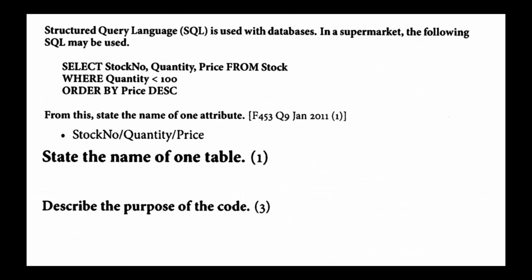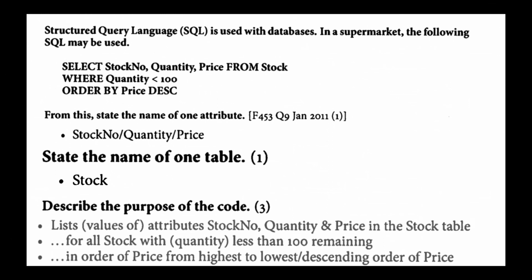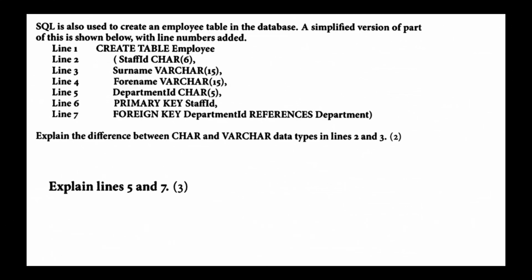State the name of 1 table. Stock. Yeah, because it's from stock here. Oh, I just showed it away. So describe the purpose of the code. Lists attributes, yeah. List attributes stock number for all stock with quantity less than 100, remaining in order of price from highest to lowest. Sometimes though it does not say if it is in descending order, it might just say order by price. So you just say in order of price, then that'll be it.